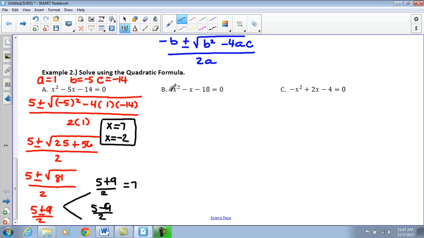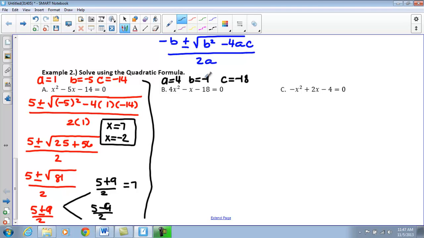Now, if I take a look at letter B, I'm going to list out my A, B, and C values again. A is going to be equal to 4. B is going to be negative 1. And C is going to be negative 18. So if I plug this back in to my quadratic formula, I take the opposite of B.